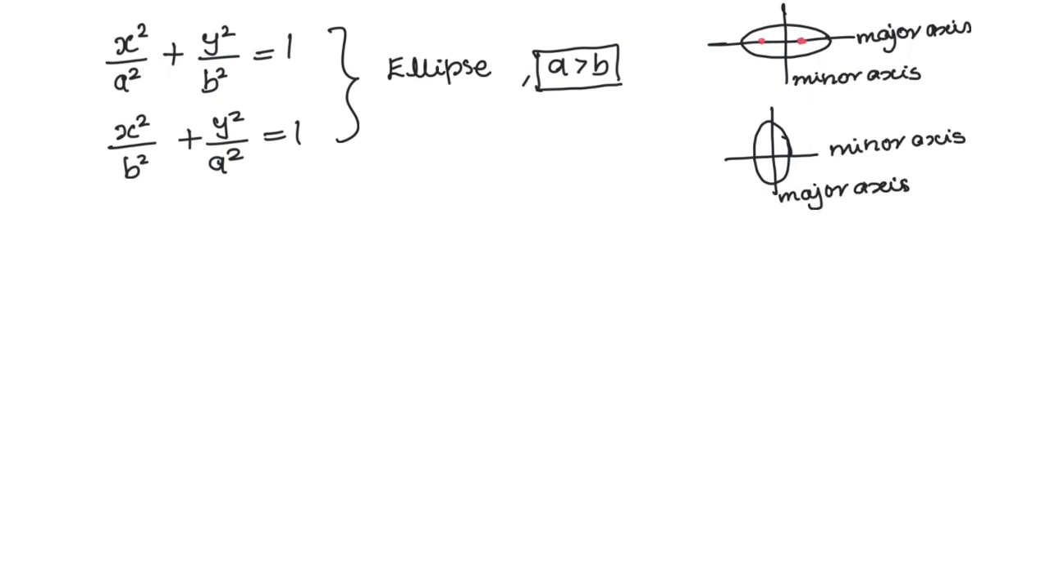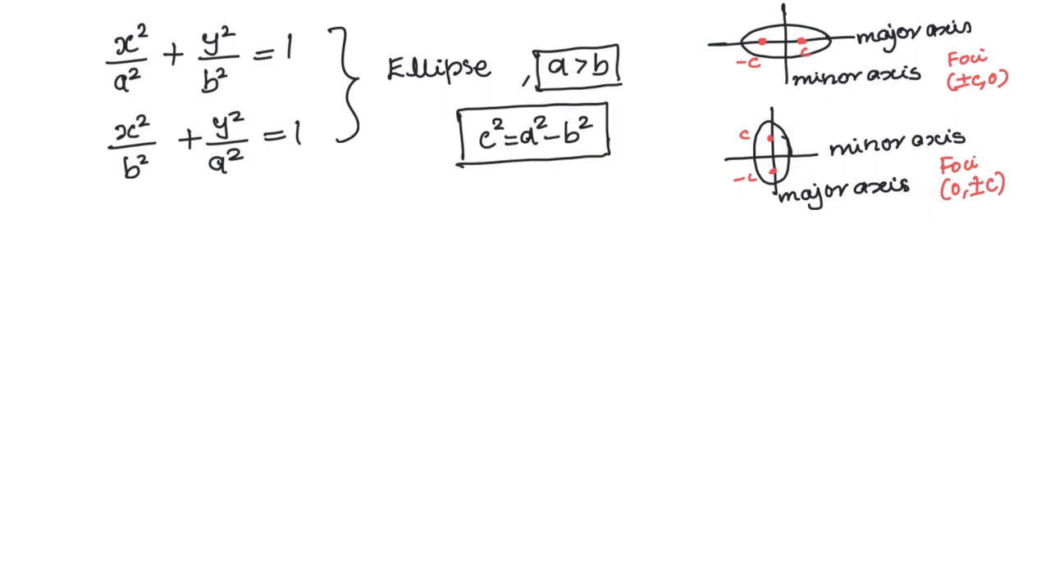And the foci will be on the major axis. If it is on the x-axis, the y-coordinate will be 0 and the foci will be at negative c or positive c. If it is on the y-axis, the x-coordinate will be 0 and the corresponding y-coordinate will be negative c or c. And c squared is a squared minus b squared. And if a and b are the same, then it will be a circle.